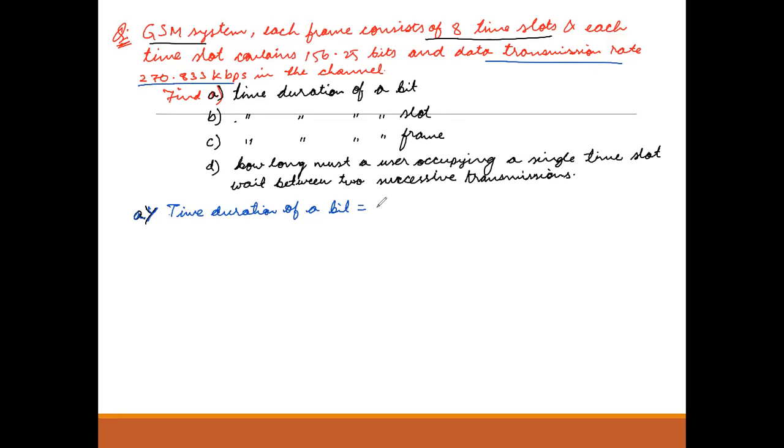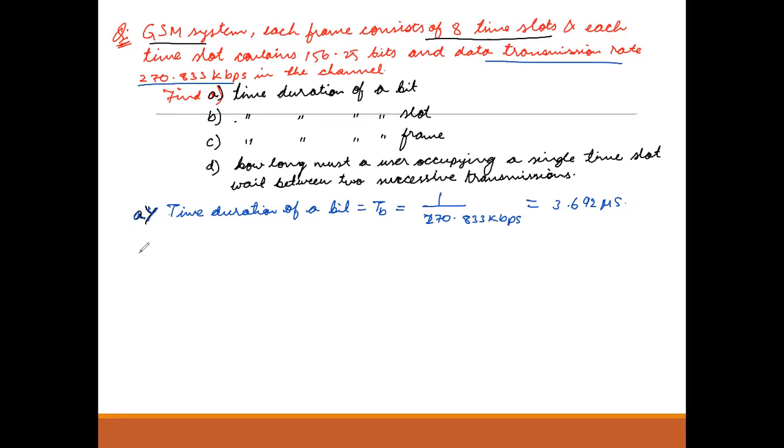Okay, so bit duration can be represented with TB, is given by 1 by transmission rate. So transmission rate is nothing but 270.833 kbps. Okay, so kilobits है, so इसे हम convert करेंगे, and so it will be approximately 3.692 microsecond. Okay, so this is the bit duration.